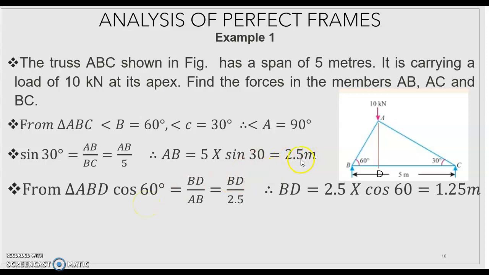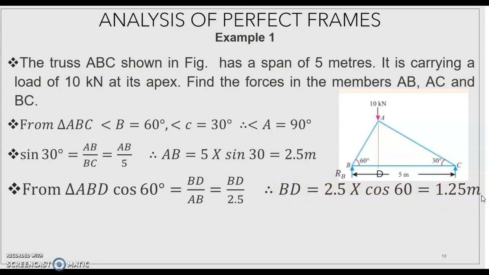And from the triangle ABD, angle B is 60 degree. So cos 60 is equal to adjacent BD by hypotenuse AB, BD by AB, and AB is already calculated as 2.5. BD by 2.5, so BD is equal to 2.5 into cos 60, that is 1.25.